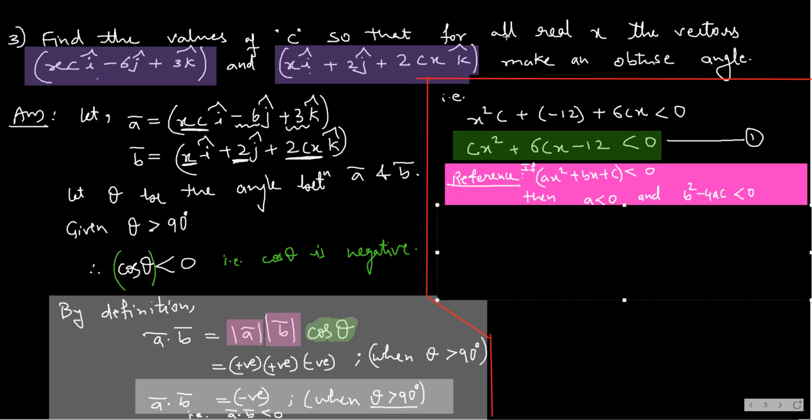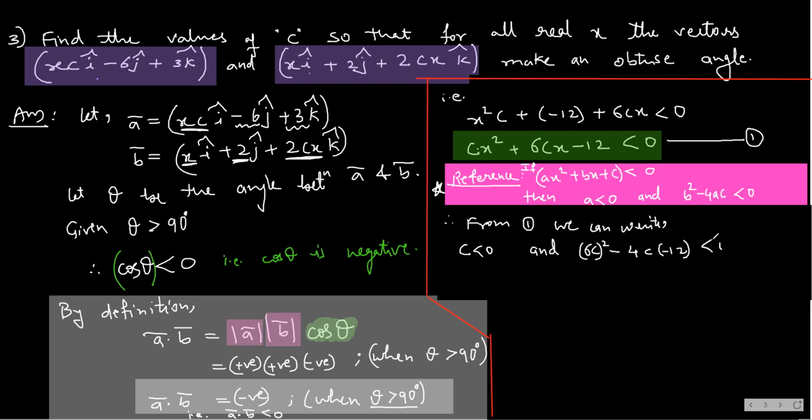Okay, so I will now apply this part here. See, this is not part of the solution. It is only for reference. So I will write from here. Therefore, from 1 we can write, c is less than 0 and b square minus 4ac. What is b square? 6c square minus 4 into a into c into minus 12 is less than 0.